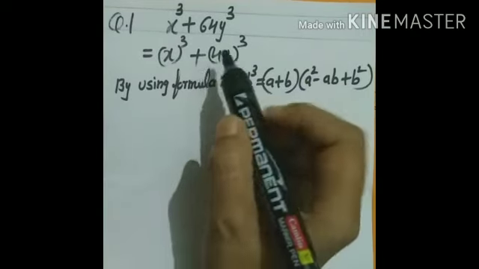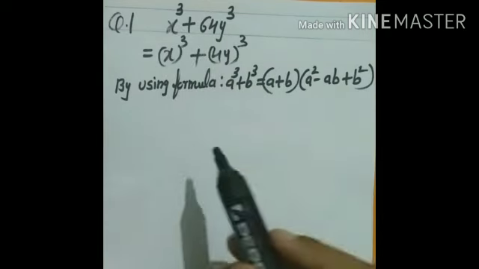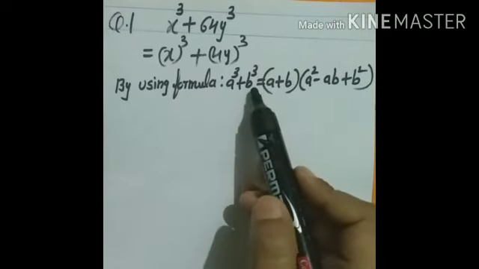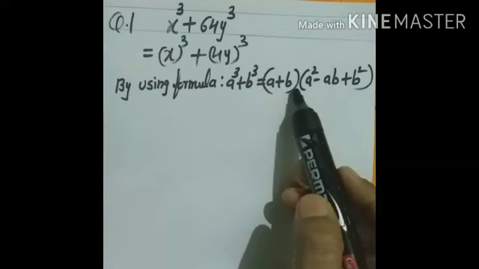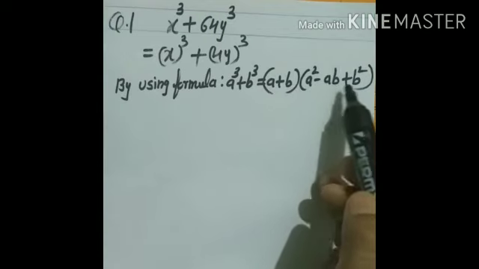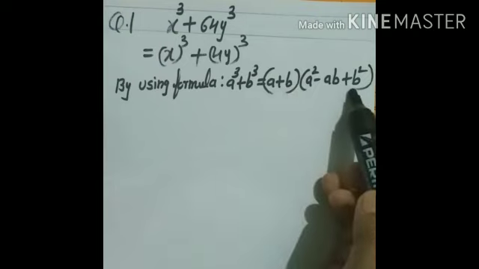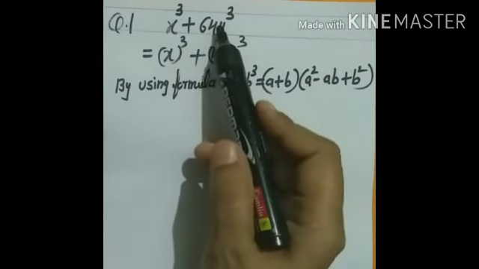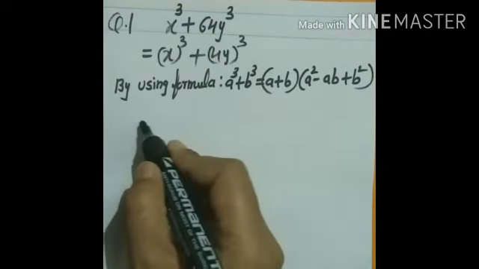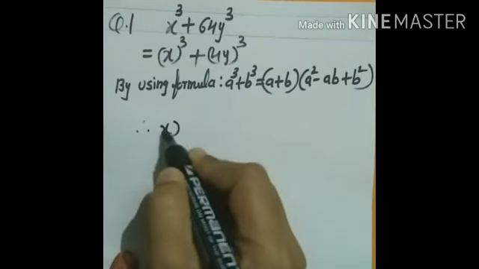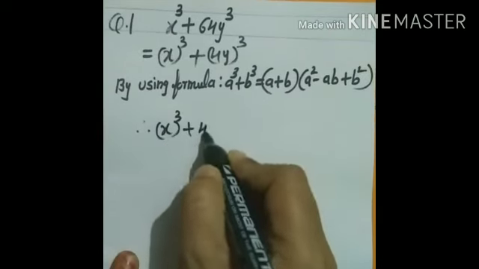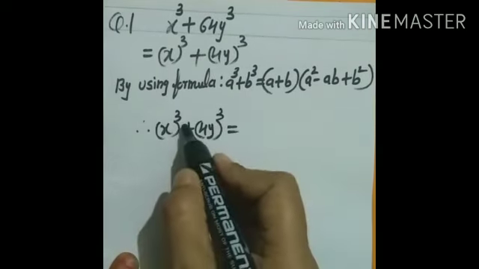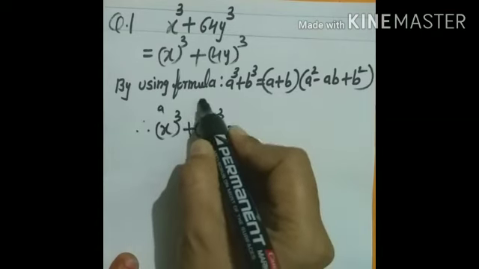First of all, we have to find the cube of 2 terms. After that, children, we have to use the formula. By using formula, a cube plus b cube equal to (a plus b)(a square minus ab plus b square). This is the formula, children. Here in this exercise, we have to use it to find the factors of this expression. Now, children, therefore, (x) whole bracket raised to cube plus (4y) whole bracket raised to cube equal to x means a, children, and 4y means b.